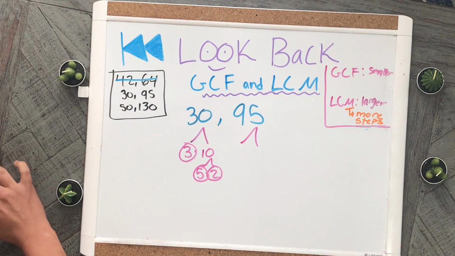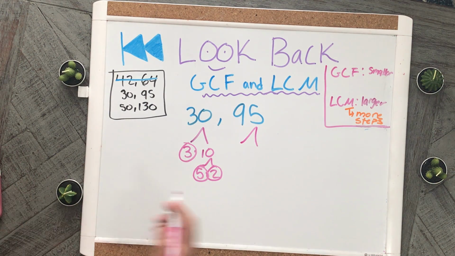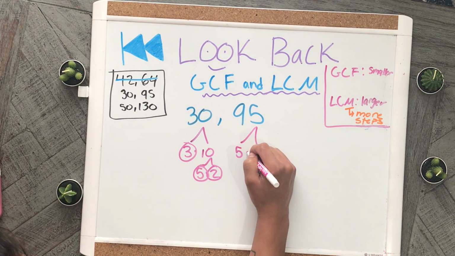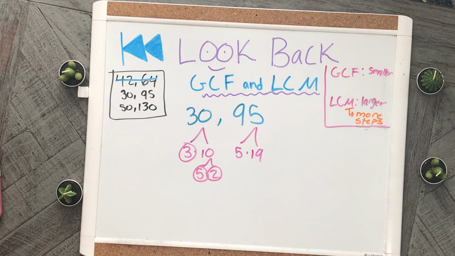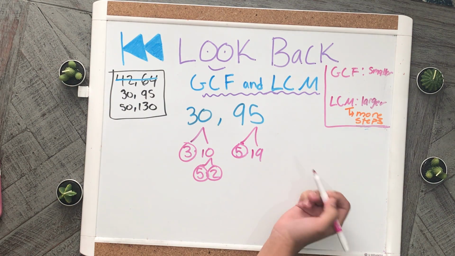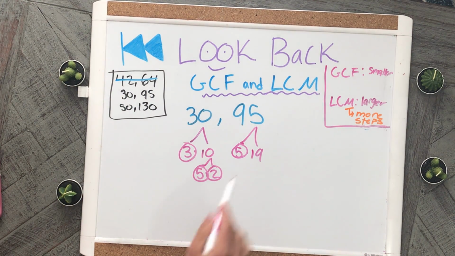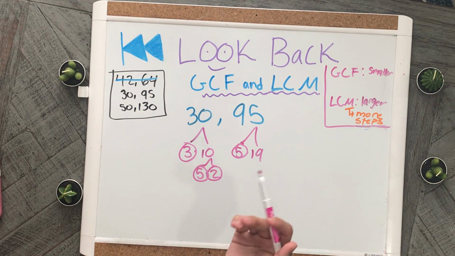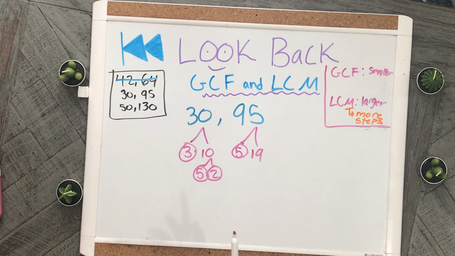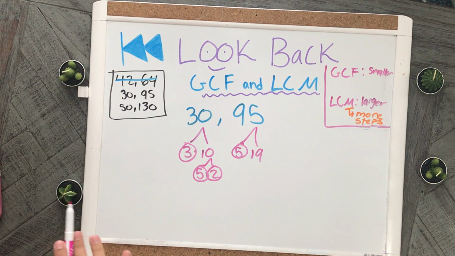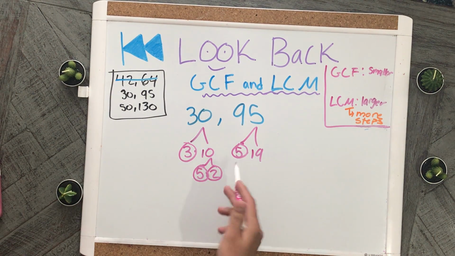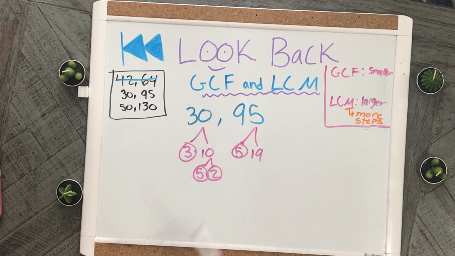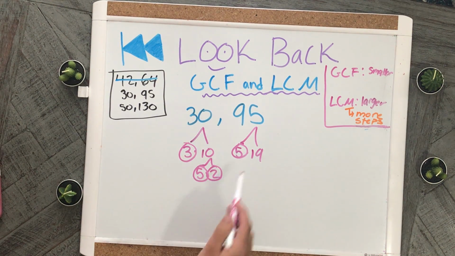Now, 95, we can multiply 5 and 19 to get there. Okay, 5 is prime, 19 is also prime. You cannot multiply two numbers to get to 19. Okay, let me give you an example. 8 times 2 would be 16. 9 times 2 would be 18. We can't think of two numbers that can multiply and give us 19.